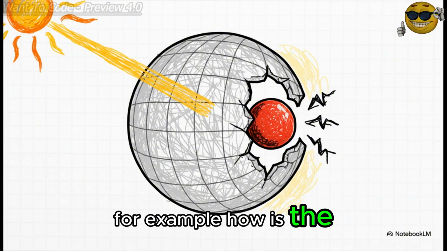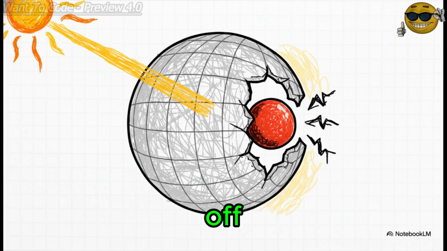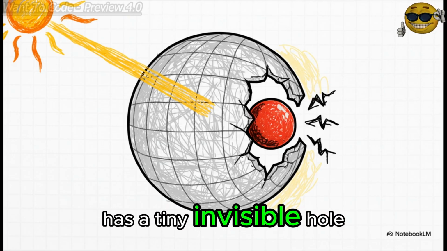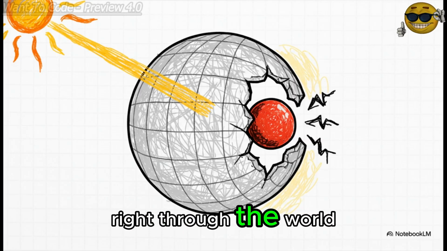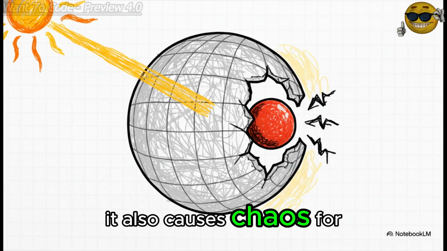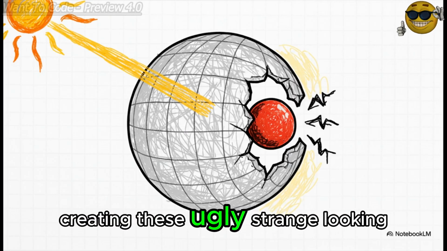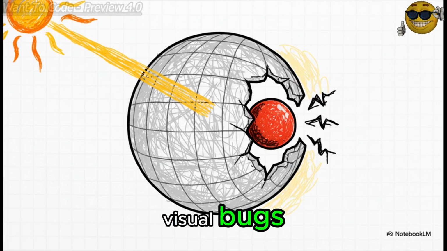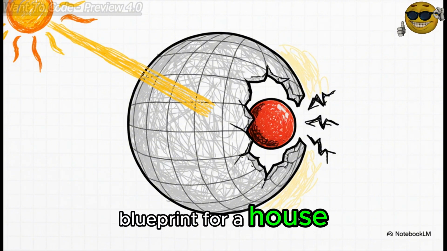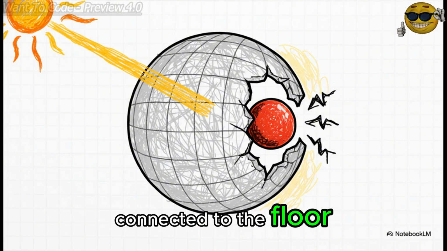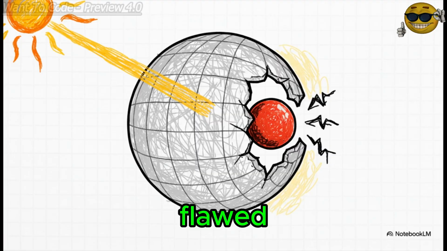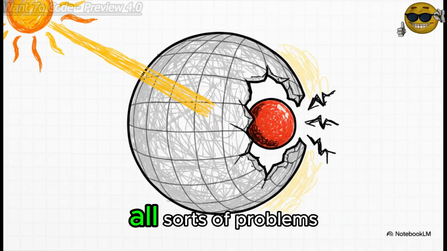For example, how is the computer supposed to know how a ball should bounce off a wall if that wall has a tiny invisible hole in it? The ball might just fall right through the world. It also causes chaos for the lighting. You'll see light bleeding through a surface that's supposed to be solid, creating these ugly, strange-looking visual bugs. It's basically like having a blueprint for a house where one wall isn't quite connected to the floor. The whole structure is fundamentally flawed, and that tiny little mistake is going to cause all sorts of problems later on.